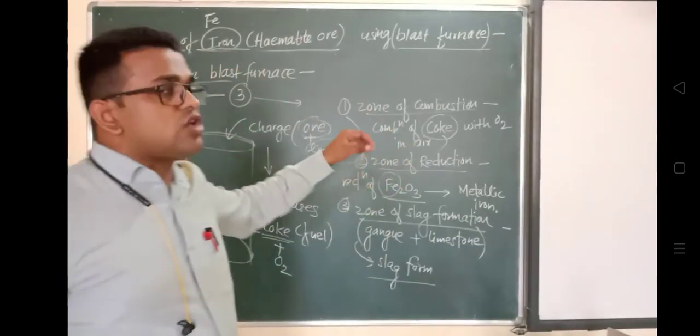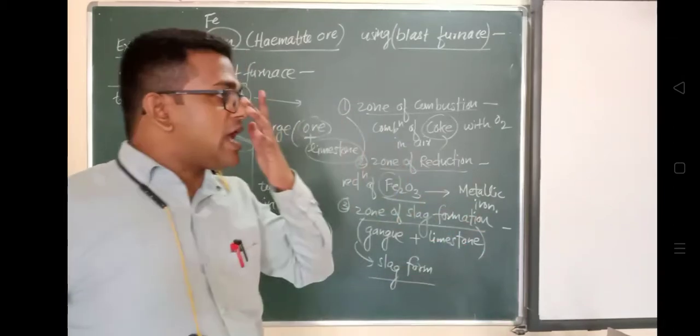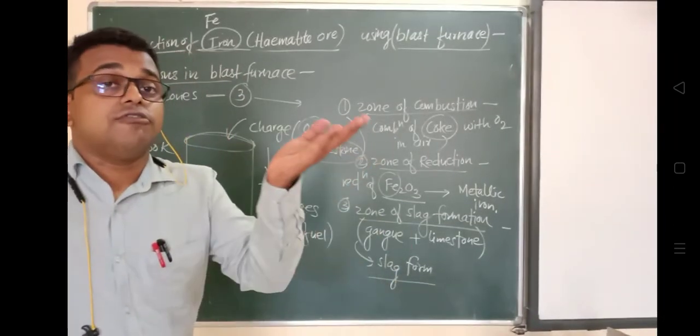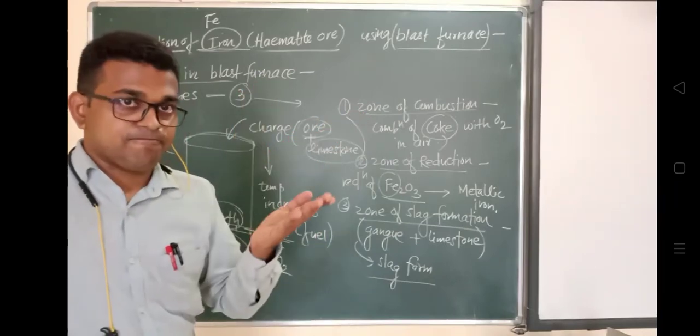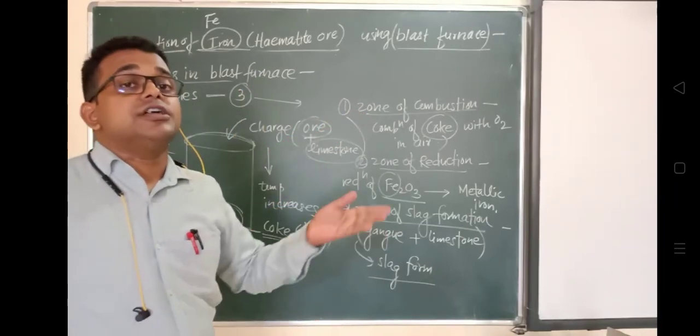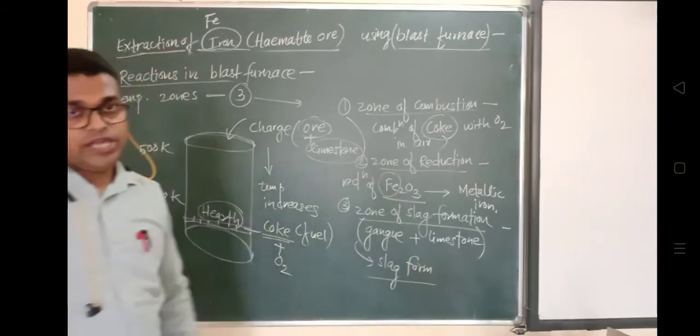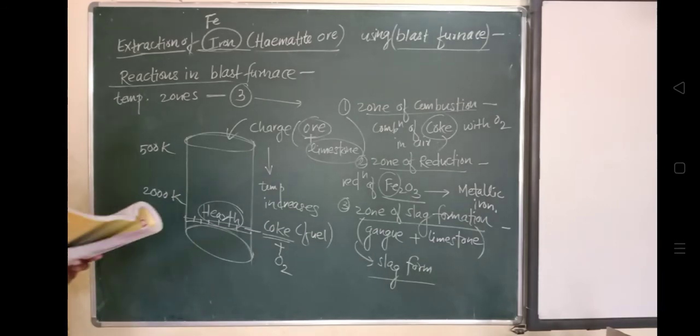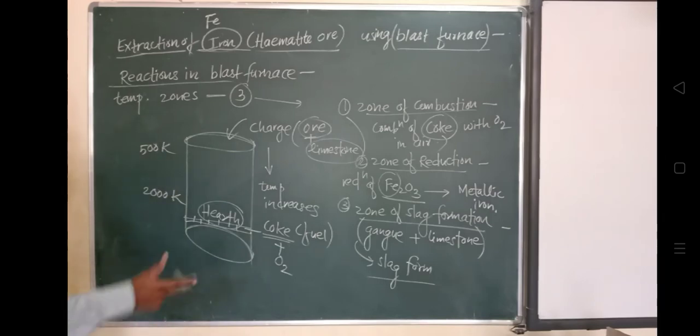This reaction is exothermic, and thus the temperature of this zone is around 2000 Kelvin, because this is the zone of combustion. You know very well that in this zone the temperature will be very high, the maximum temperature we can say, around 2000 Kelvin. This zone is just below the Bosch region, the middle region. The zone of combustion is just below it.